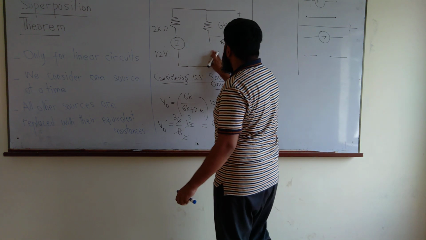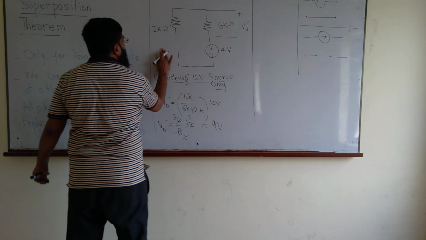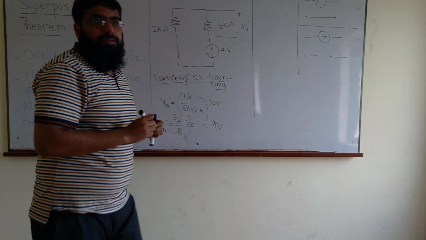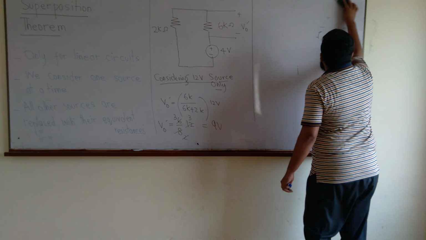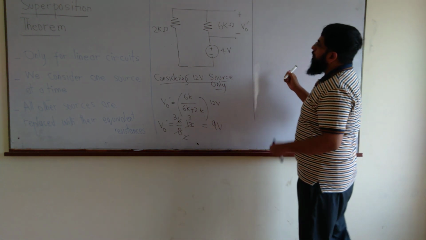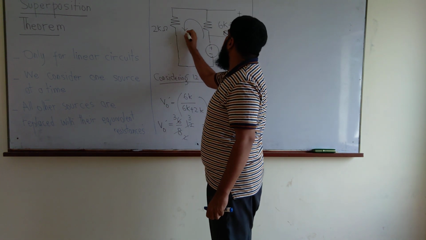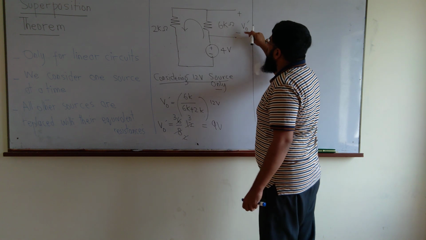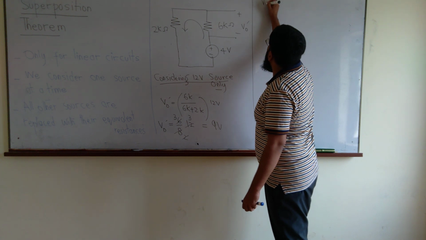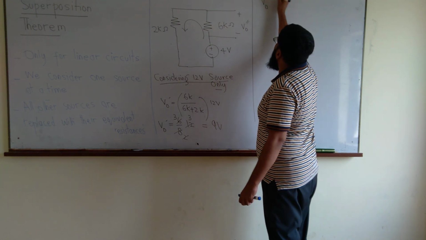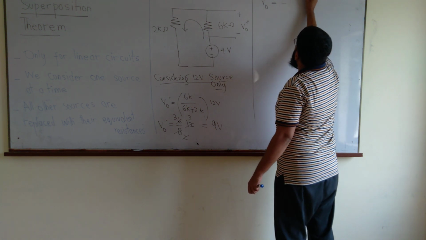Secondly, we'll keep only the 4-volt source, and this 12-volt source will be replaced with its equivalent resistance. Once again we can find the voltage drop, but the current that is caused by this 4-volt source flows in this direction. So the voltage drop in this polarity will be the negative of the polarity desired. So V out, in this case V out dual prime, would have the minus sign because the polarity is reversed.